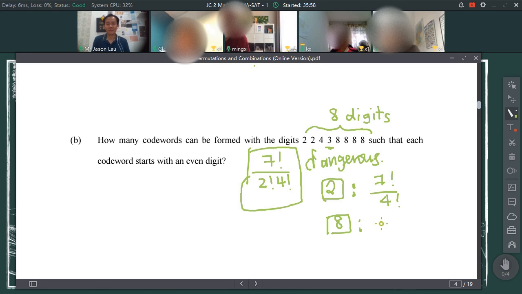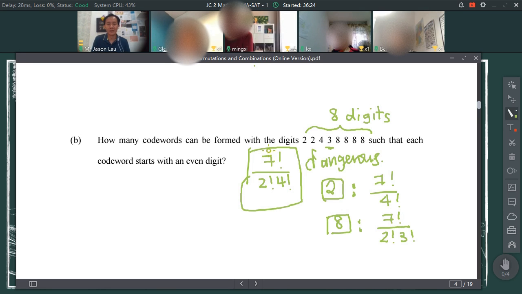Then how many ways to arrange them? There will be 7 digits left, right? But now there'll be 2 factorial coming from the 2, and 3 factorial, because 3 of the 8s will constitute identical digits. So you can see that depending on which digit is in front, the number of ways calculated may be different.